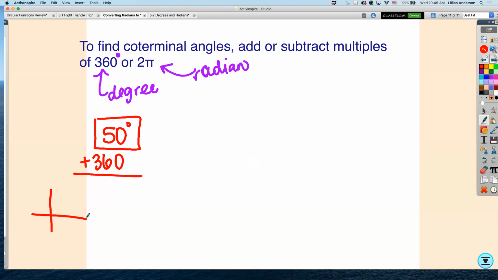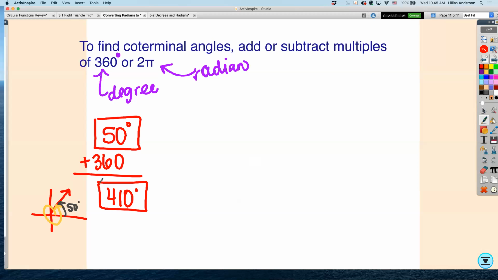That means I'm going clockwise or counterclockwise? Counterclockwise. I'm going counterclockwise. So originally, this right here was 50 degrees. Now I'm adding 360 more degrees to that. So that's one time around and then back here. What's 50 plus 360? 410. So 410 is an example of a positive coterminal angle.